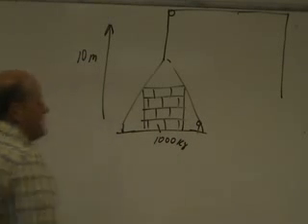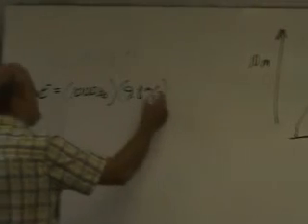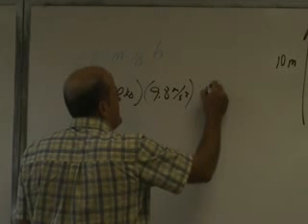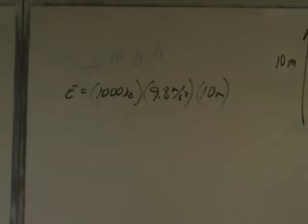A metric ton, 1,000 kilograms. How much energy is required to raise that up? Well, this is where you put it. This is pretty straightforward. Energy is mass, 1,000 kilograms, times gravity, 9.8 meters per second squared, times height, that's a difference in elevation, 10 meters. So 10,000 times 10 is 100,000, but not quite.